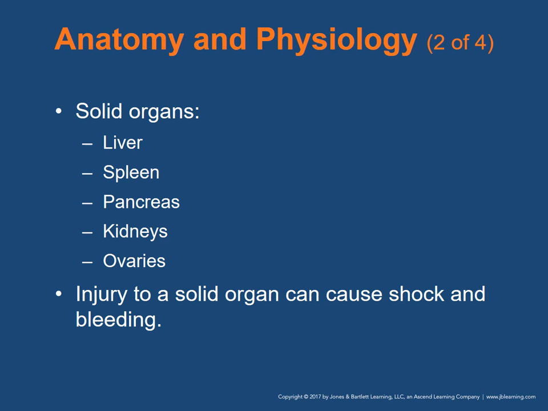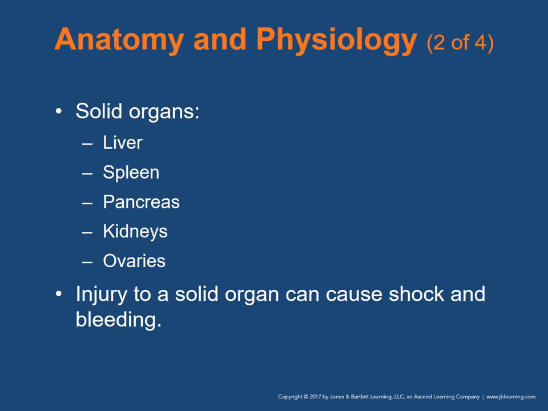So the solid organs of the abdomen include the liver, which is in the right upper quadrant, the largest organ in the entire abdominal quadrants. It sits anterior, towards the front of the body. The spleen sits posterior to the stomach in the left upper quadrant. We have the pancreas, which sits more medial, I like to classify it, in the right upper quadrant, really flush with the bottom of the liver.